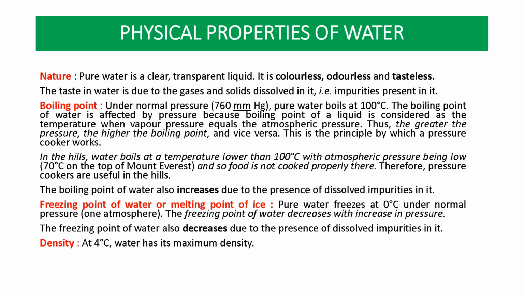Then the boiling point. We know the boiling point of water is 100 degrees centigrade at 760 mmHg. And pressure affects boiling point. There is a direct relationship between pressure and boiling point. If we increase the pressure, the boiling point will also increase. And if we decrease the pressure, the boiling point will decrease. So there is a direct relationship between boiling point and pressure.